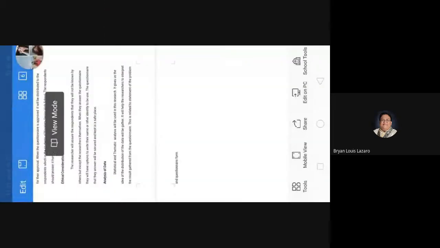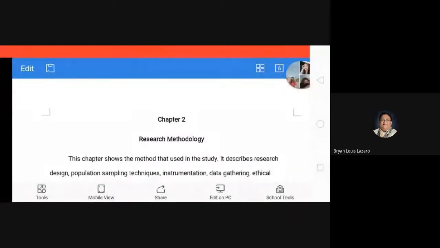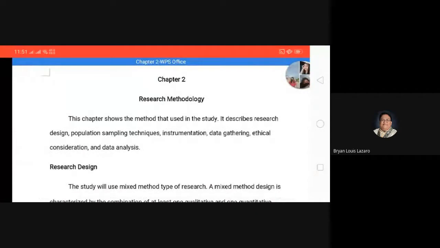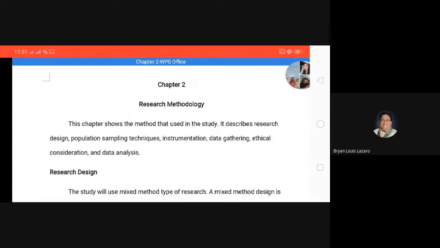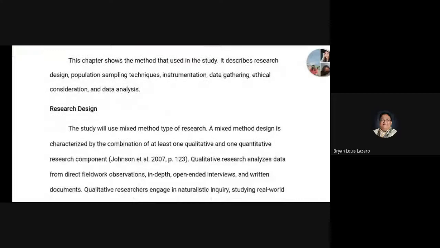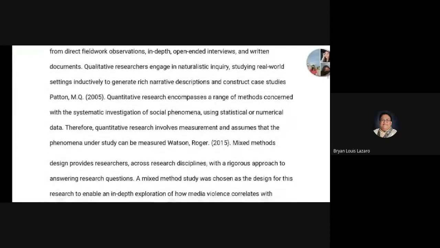Ito po yung chapter 2 po na ginawa po namin, pero draft lang po siya. Ayan po yung start po namin. Ang galing! Ito po yung research design po na gagamitin po namin and explain lang po namin.